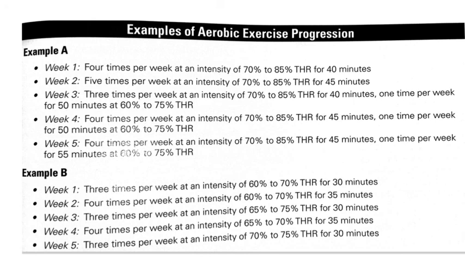But remember, we increase the duration to 50 minutes, but we're lowering the intensity. Week 4 is 4 times per week at an intensity of 70 to 85% for 45 minutes, and 1 time per week for 50 minutes at a lower intensity. Okay, and then week 5, we go to 4 times per week at the same intensity and same time they've been doing, and add in a longer duration day, so 55 minutes at 60 to 75%. This is a good example of that progression where you're manipulating FITT, frequency, intensity, and time, but not overdoing it.